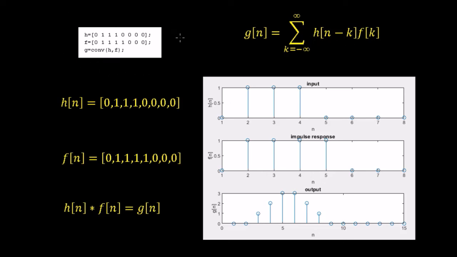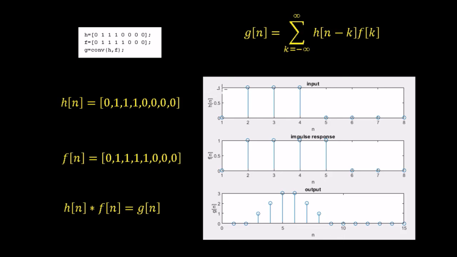Now here are the 3 simple lines that we need to put into Matlab. We've got our function h equals, and with square brackets we just put in our impulse train. So it's 0, 1, 1, 1, 0, 0, 0, 0, and f is 0, 1, 1, 1, 1, 0, 0, 0. In order to convolve it, we simply do g equals conv(h, f), and that will give us our output.